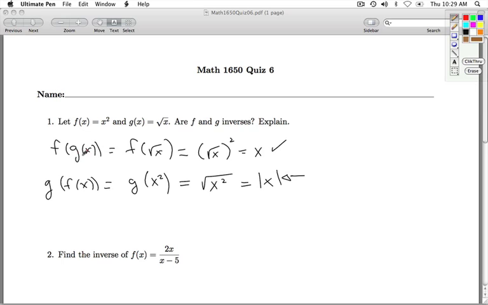So even though f of g of x equals x, g of f of x is not equal to x, and so these are not inverses. Because in general, this is not equal to x. And that'll do it for number 1.